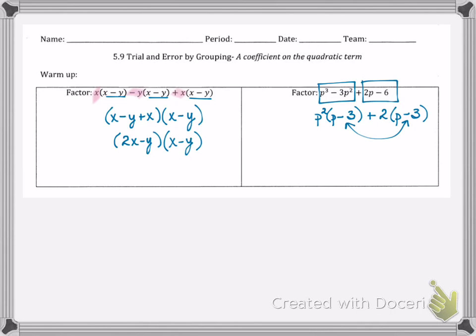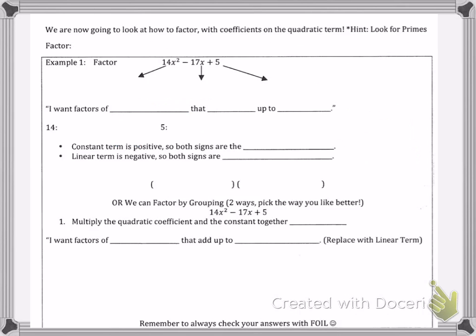So final factored form would be what is in front of the parentheses, p squared plus 2 times p minus 3. And when you look at this grouping, you know that that is factored all the way because it's not a difference of squares. So jumping into the first example today, we're going to talk about what if there is a coefficient on the quadratic term.